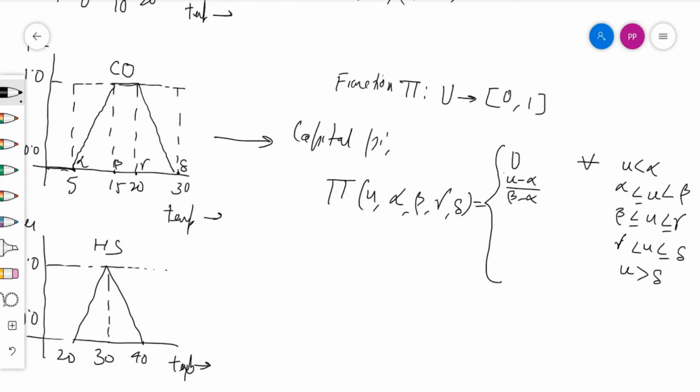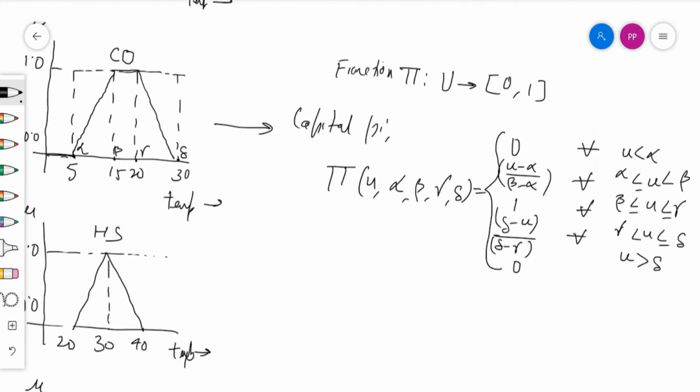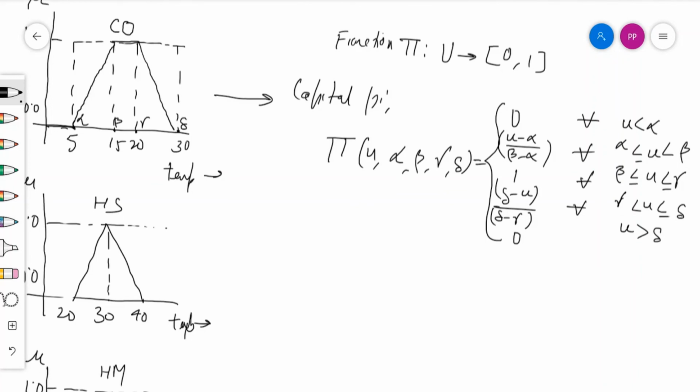So for this it is increasing linearly, then it is a constant between beta and gamma, so we can keep it 1. Then from gamma to delta it is again falling, but the value is positive, so accordingly we can write delta minus U divided by delta minus gamma. So this is for the range gamma less than U less than or equal to delta. Then when U is greater than delta, we can have value 0 over here. So likewise, this way we can define the pi function, that is the pi membership function in the fuzzy set.